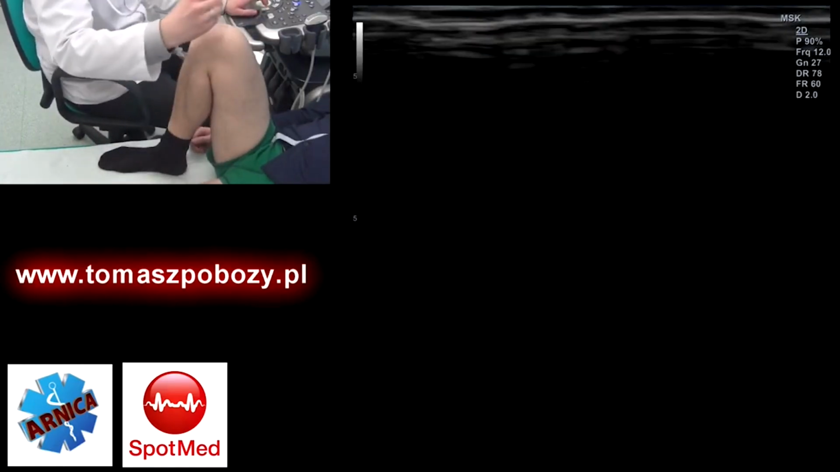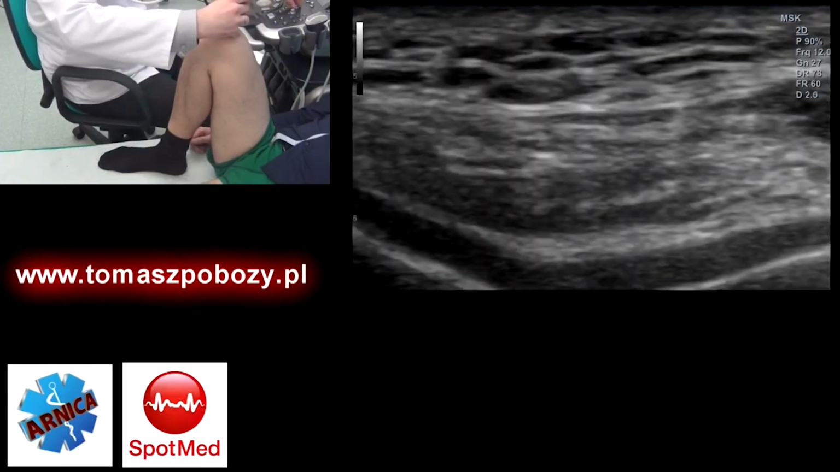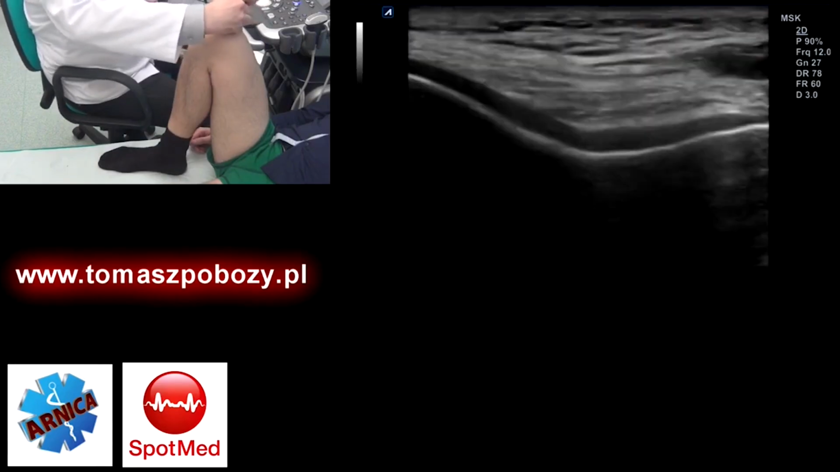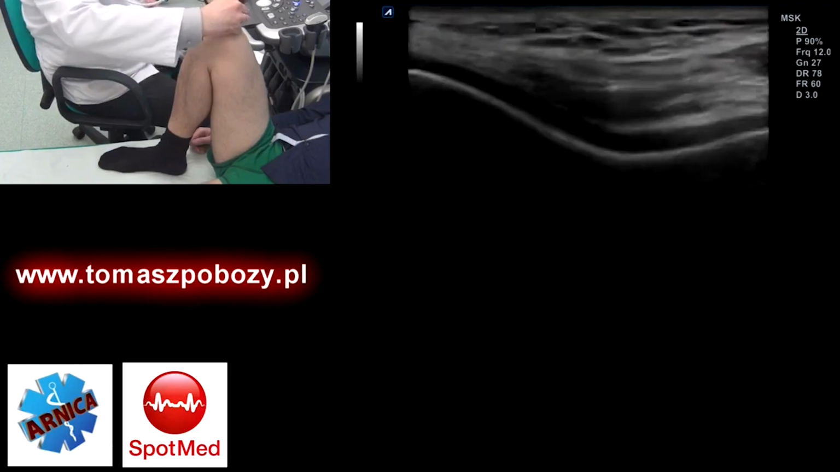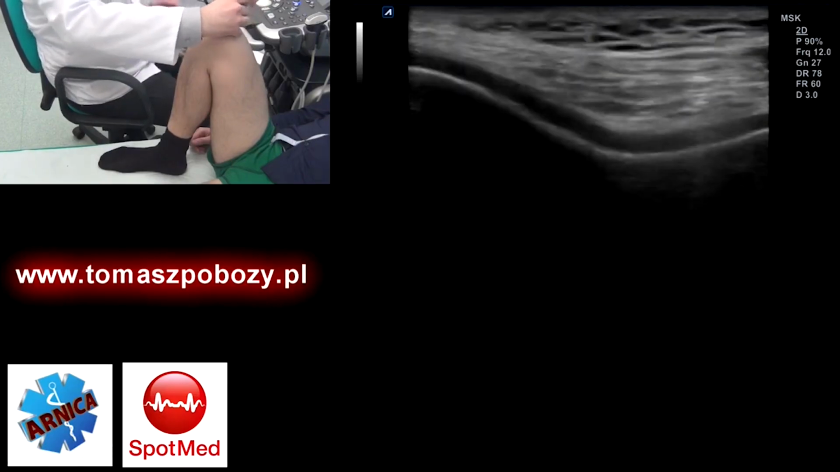Next, ask the patient to flex the knee deeply. In the transverse view, we assess the articular cartilage of the trochlear groove and the medial and lateral femoral condyles at the patellofemoral joint. Here the cartilage shows an area of mildly increased echogenicity.